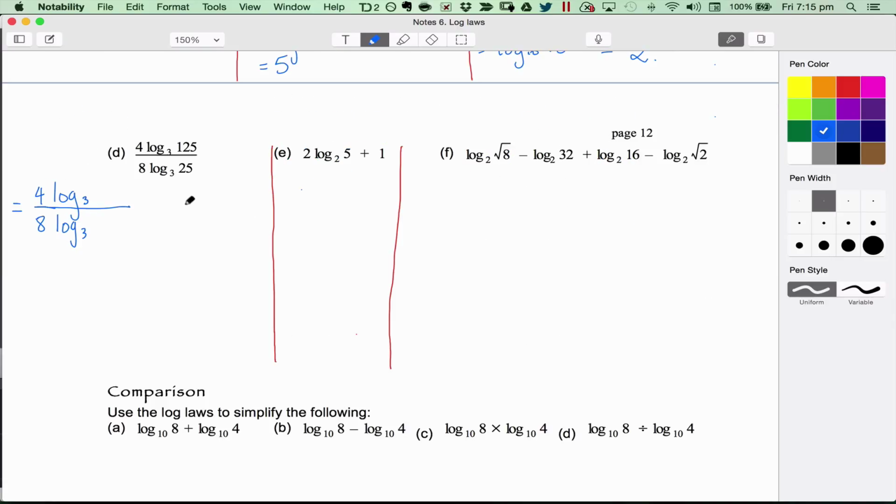So for this next section, the first thing I've noticed is that 125 and 25 are powers of 5. So if I keep the 4 log 3, I can rewrite 125 as 5 to the power 3. And I can rewrite 25 as 5 squared. I can then take these powers, move them out the front, but there's already a number out here. So all we need to do is multiply. So it'll be 3 times 4. So this will be 12 log 3, 5 over 2 times 8 is 16 log 3, 5.